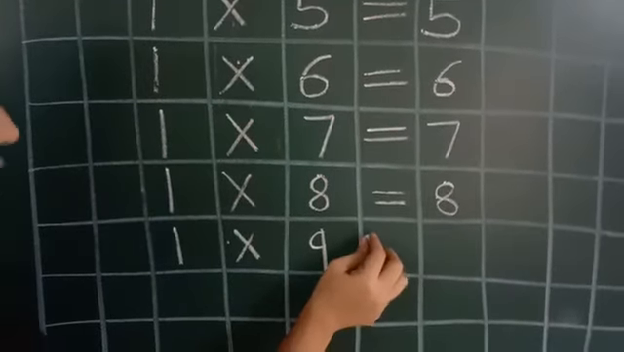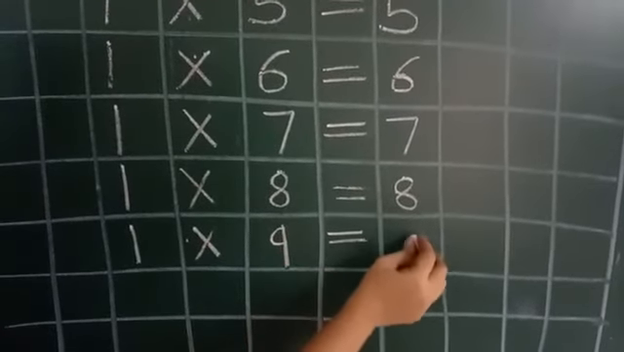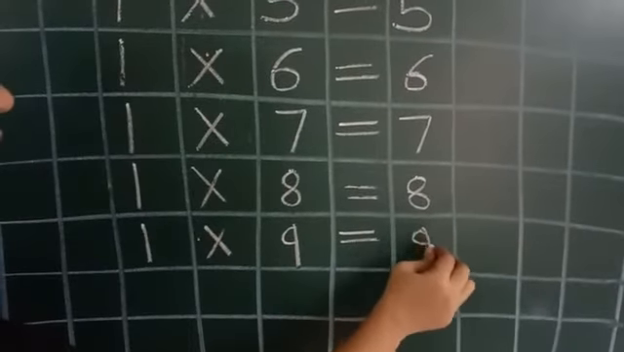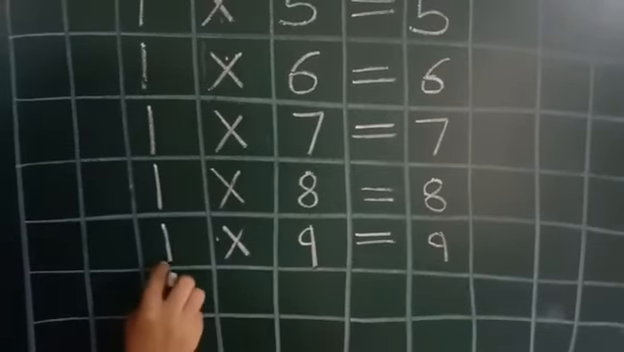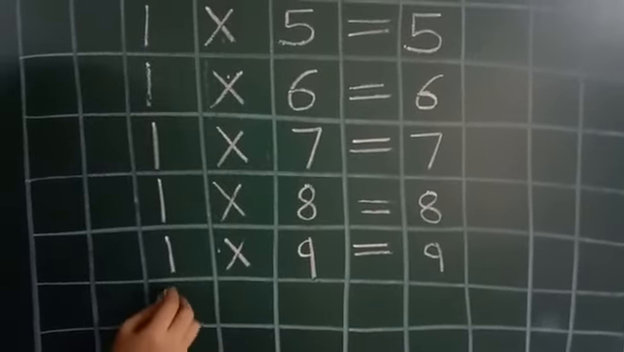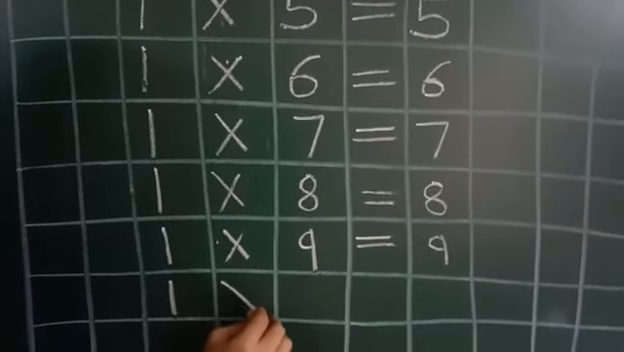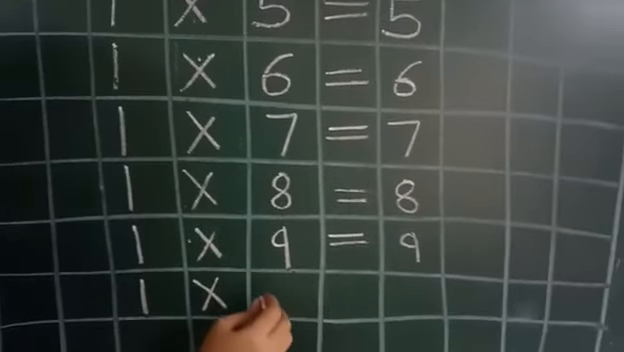Multiply 9, two sleeping lines is equal to 9. 1 nine is 9. Same, write 1 in the proper box. Multiply.